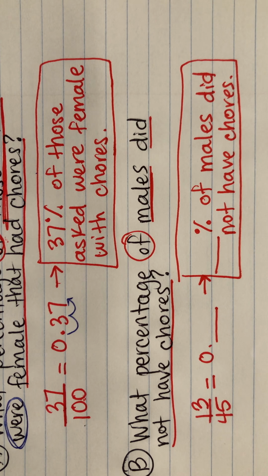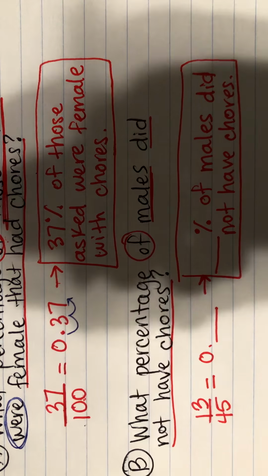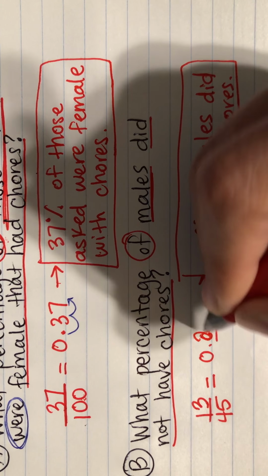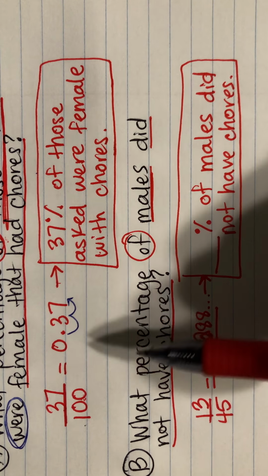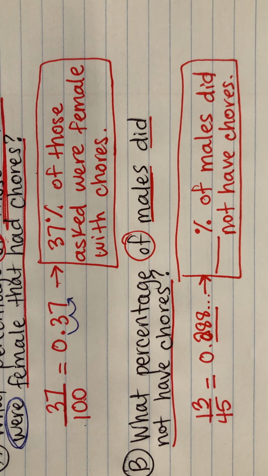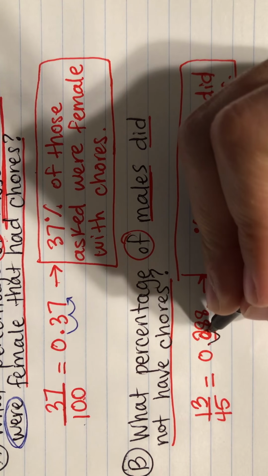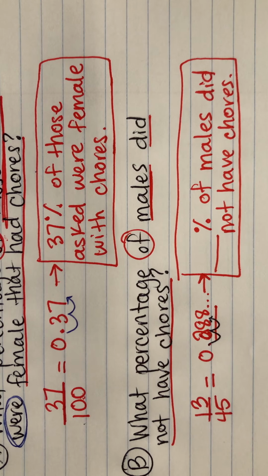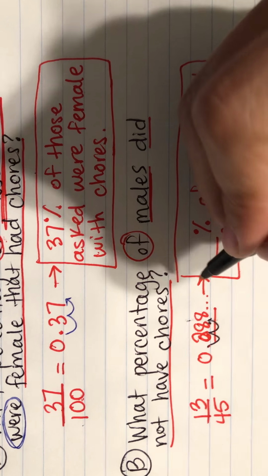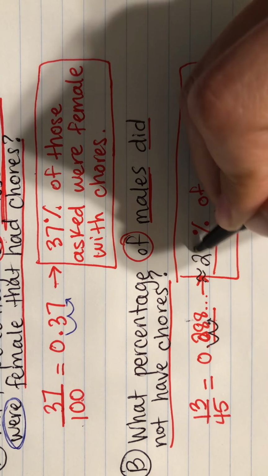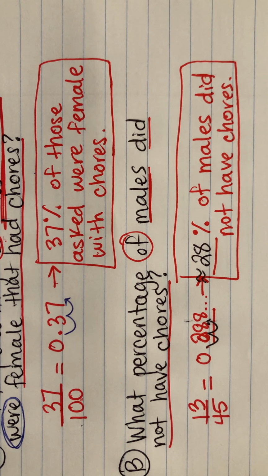Now the thing with this decimal is that it should go on. You get 0.288 and the 8 continues. Just how we did before, we only move the decimal twice to the right. And because we are just going to stop it at the 28, we're going to write approximately 28%. So approximately 28% of the males did not have chores.